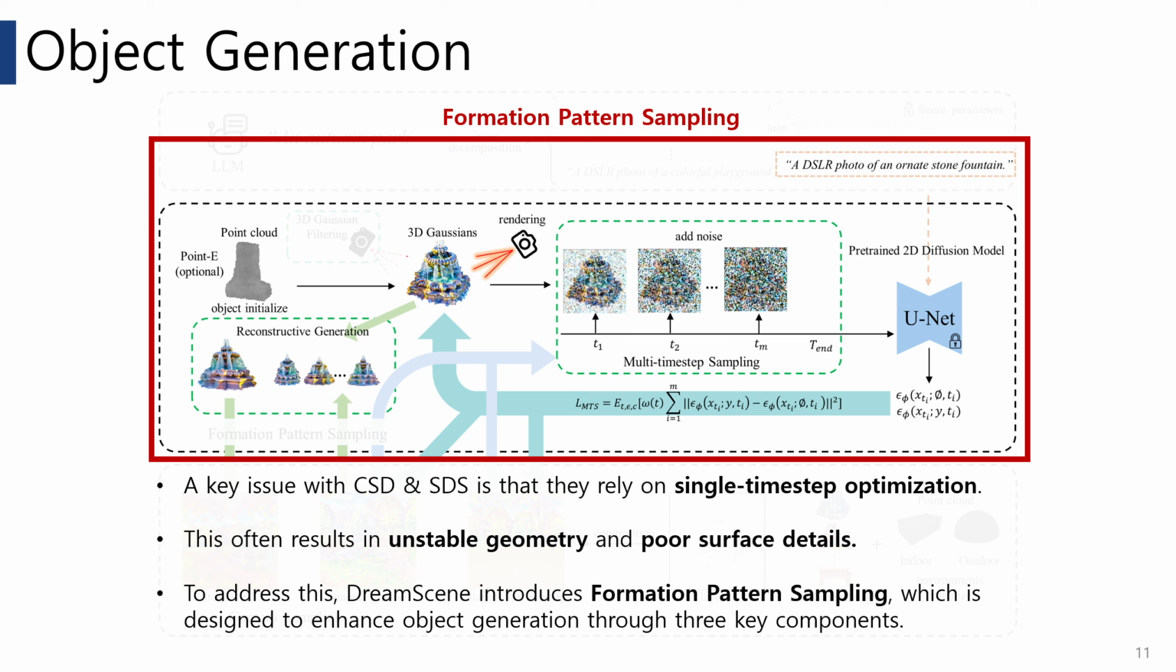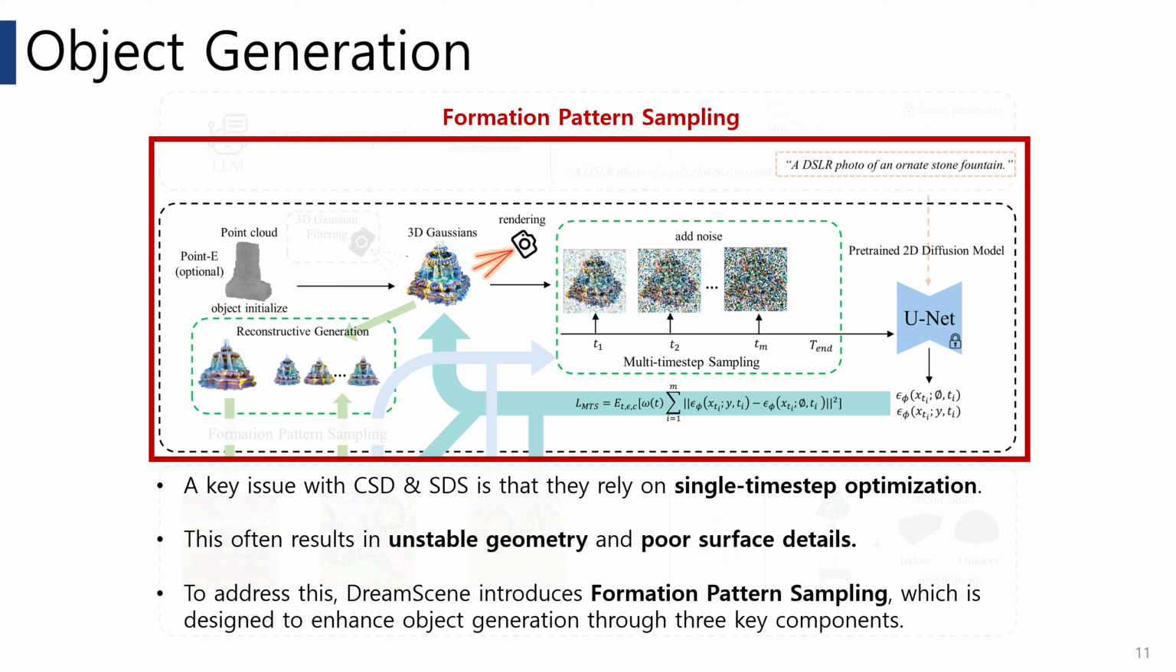However, a key issue with CSD and SDS is that they rely on single-step optimization, meaning that at each iteration, it updates the 3D model based on only one time step of noise prediction. This often results in unstable geometry and poor surface details.